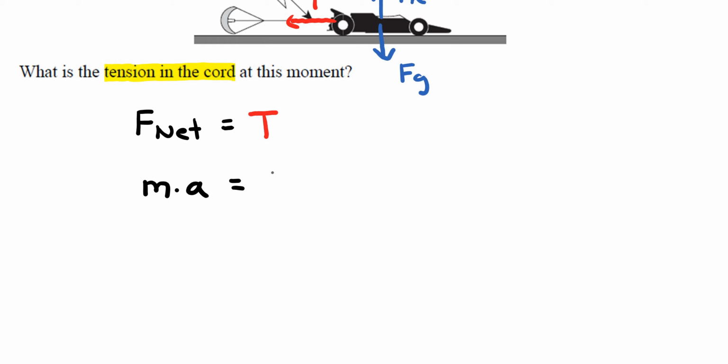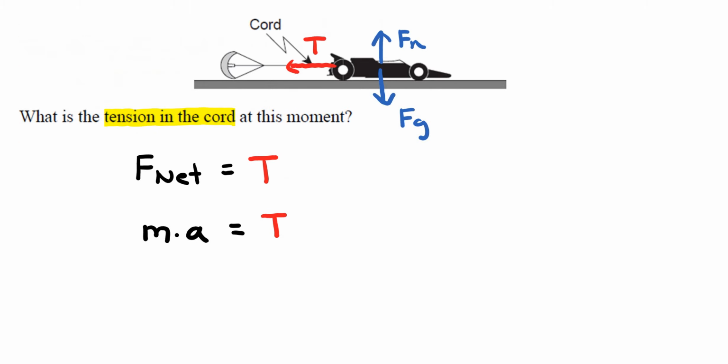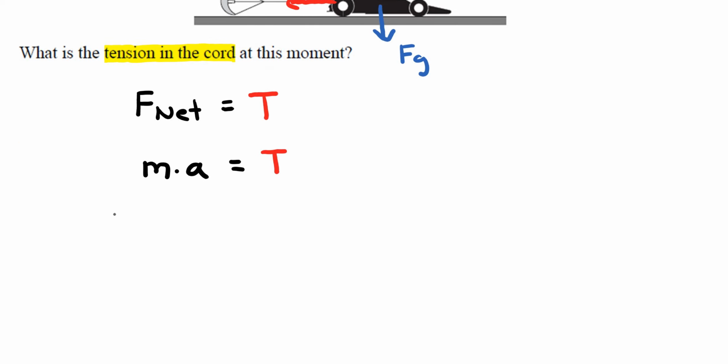Now, using Newton's second law of motion, F net equals m times a, and this is equal to the tension in the rope. Okay, so the mass of this particular problem is 810 kilograms, and the acceleration is 2.5, right? So the mass is going to be 810. The acceleration is going to be 2.5, and that's going to equal the tension in the rope.